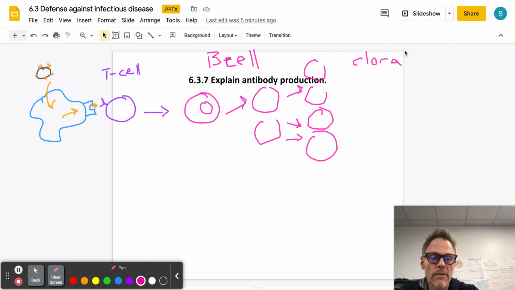So if you want to think of it, it's basically the T cell has selected the B cell, and the B cell becomes clones. My pen isn't working so good. And these will start making our antibodies. So antibodies, if you remember, they're Y-shaped. They will have little binding sites specific for that antigen.